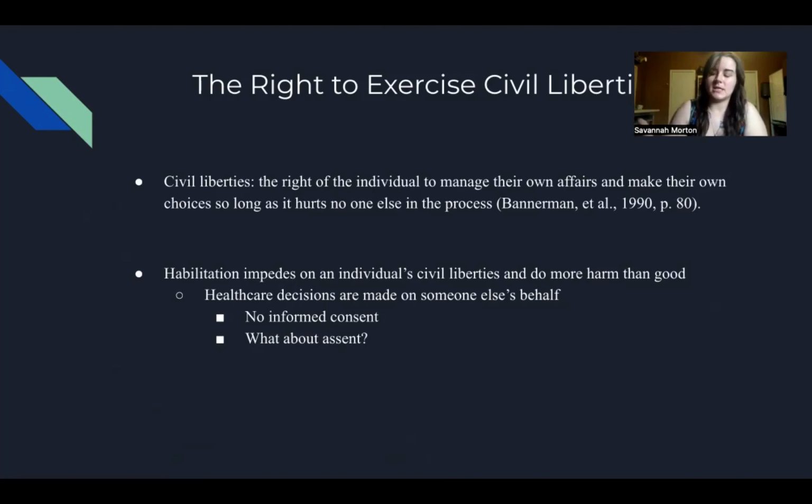Informed consent is when an individual plainly and explicitly states that they are consenting to that service or therapy, which oftentimes when we're talking about the developmentally disabled community, they can't give that informed consent all the time. And then we say, well, what about assent, which is basically looking at body cues and body language to see if the person is consenting, but it's not always 100% accurate, and it is still imposing on their freedom of movement.